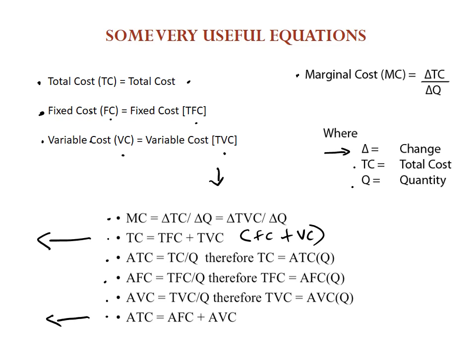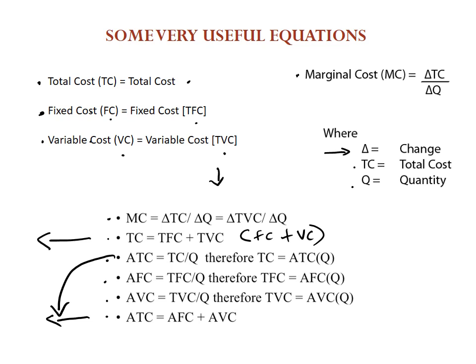Also, we can get it this way. If we know what our average total cost is, multiply that by our quantity, we get our total cost. Also, if we don't know what our average fixed cost and our average variable cost are, if we know what our total cost is and we know what our quantity is, we divide, and we get our average total cost. So it's the same thing. Now once again, you will have to practice these formulas to get used to it, but it's really, really easy.